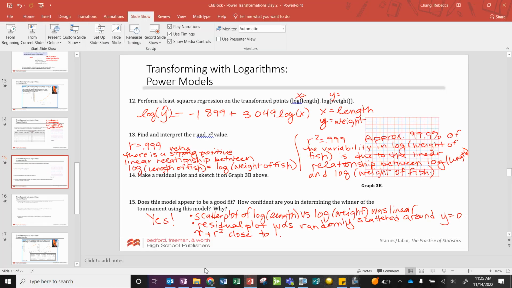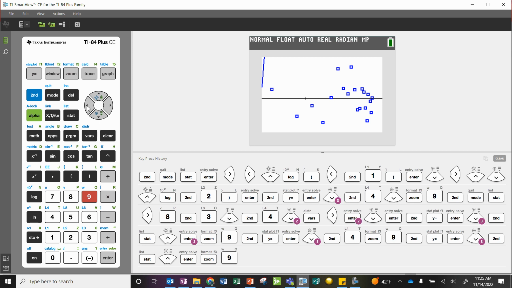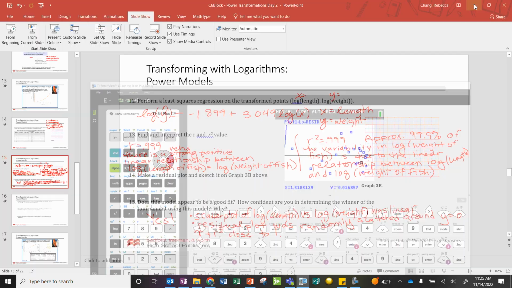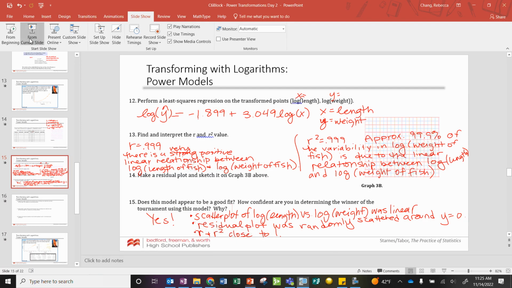And the other thing that I forgot I wanted to show you as well, if I look at this residual plot and hit trace, look at the size of the residuals, the y values. They're all pretty small. They're very close to 0. So that's another good indication that the linear model is a good fit. My residuals are all very small, right?